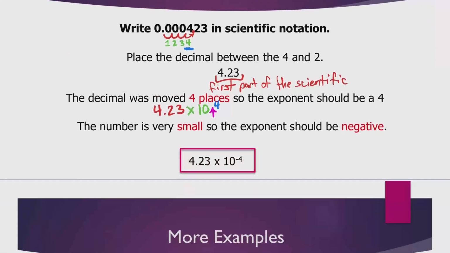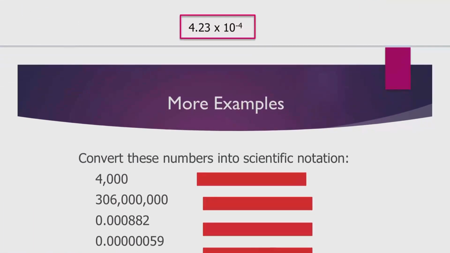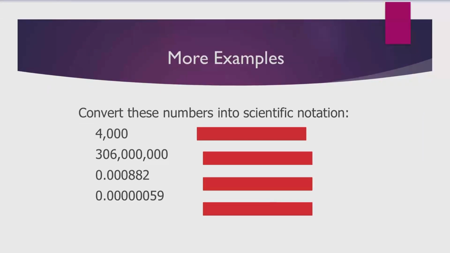All right. Some more examples. Please convert these numbers into scientific notation. I'll give you a little bit of time to do this. All right. Who's got the first one? Converting 4,000 into scientific notation. What's our first part of that one? 4. 4 is our first non-zero number, so we're going to move the decimal so that it's right behind the 4. What's the other part of it going to be? The exponent part.